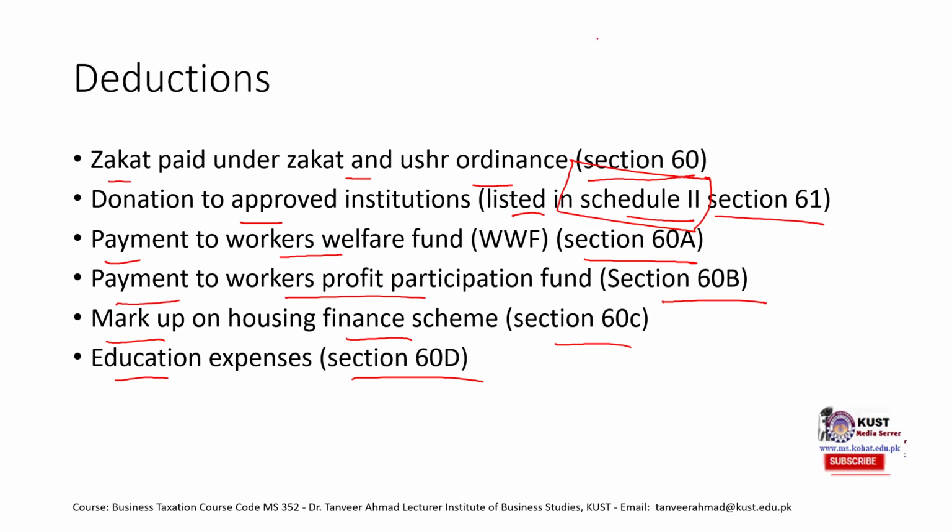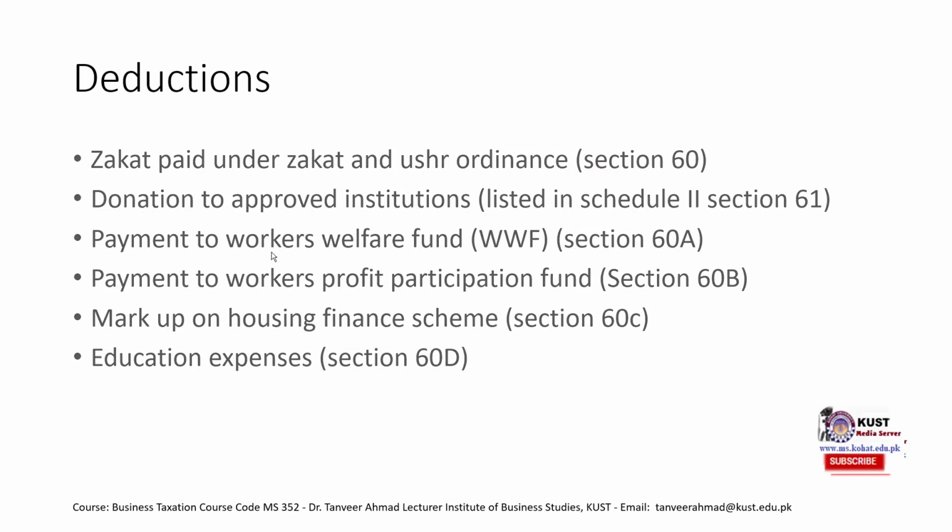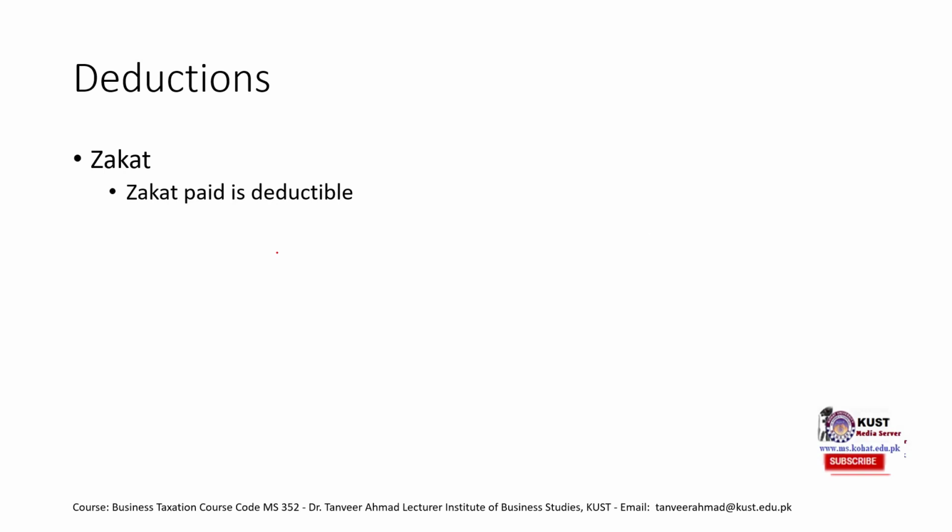Before we move forward, let's discuss these sections, and then I will show you the copy of the income tax ordinance, and we would see what these sections mean, the numbering of these sections, and how we check the list of approved institutions in schedule 2. Okay, let's start with deductions.